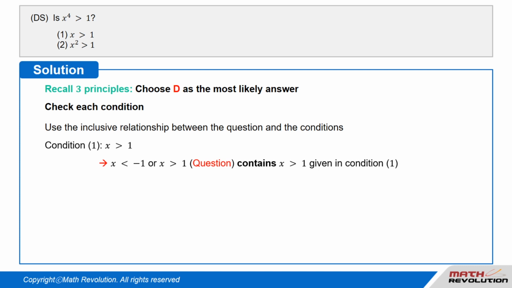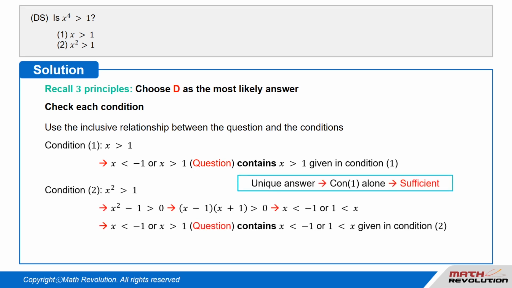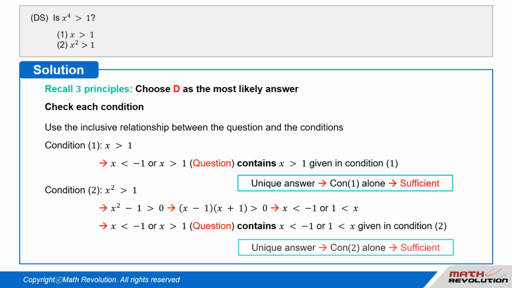Condition 1 tells us that x is greater than 1. Because the range of the question, x is smaller than -1 or x is greater than 1, includes x is greater than 1 given in condition 1, it is sufficient. Condition 2 tells us that x squared is greater than 1, which can be written as x squared minus 1 is greater than 0, or (x minus 1) times (x plus 1) is greater than 0, and we get x is smaller than -1 or x is greater than 1, as shown when modifying the question. Because the range of the question includes the range given in condition 2, it is sufficient.